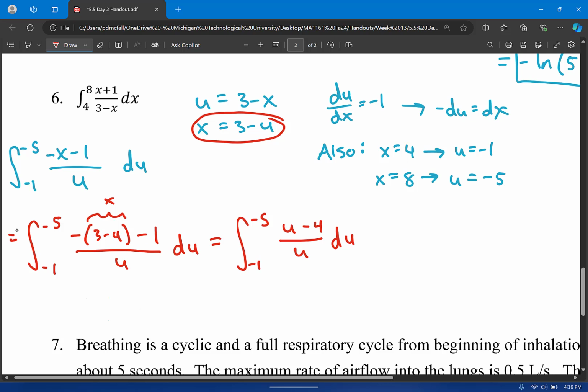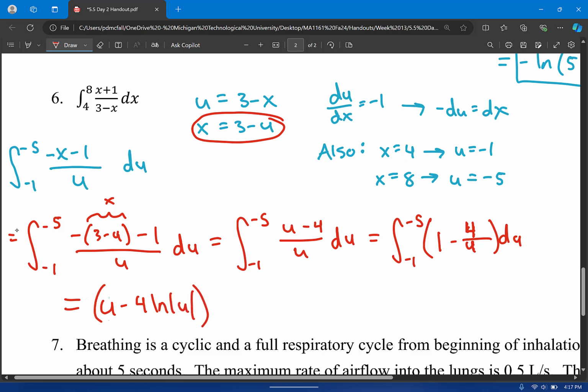Then we split this into 2 fractions, right, with the common denominator of u. So u over u minus 4 over u du. My 4 looks like a u, 4 over u. And u over u is just 1. So I have 1 minus 4 over u. We know the antiderivative of 1, that's u. The antiderivative of 4 over u is 4 natural log of u. Right? So use the fundamental theorem of calculus, take the antiderivative, get u minus 4 natural log of absolute value of u.